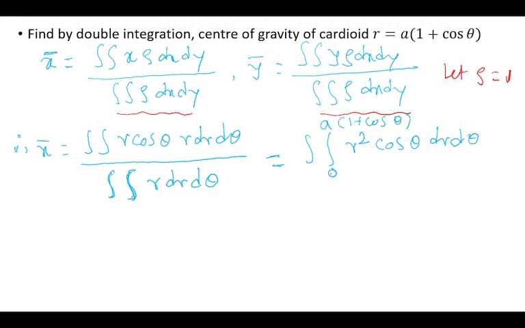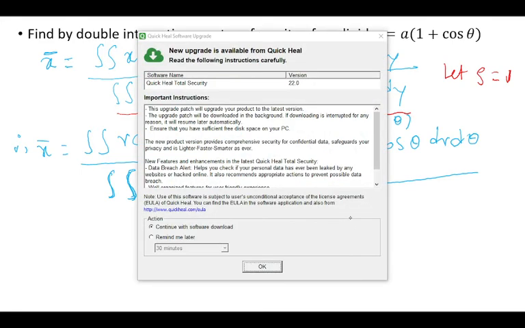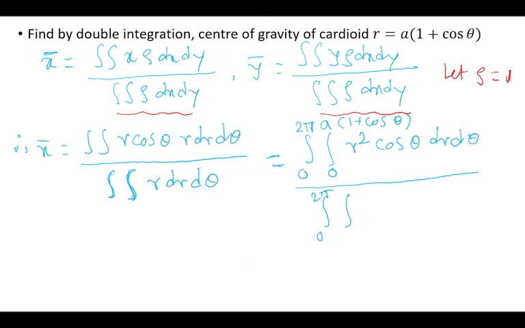That is the upper limit; the lower end of the strip will vary over the origin only, and the upper end on the cardioid. And the cardioid exists in all four quadrants, so the limits of theta are 0 to 2 pi. Similar limits come in the denominator: 0 to 2 pi, with inner limits 0 to a times 1 plus cos theta, and this is r dr d theta only.